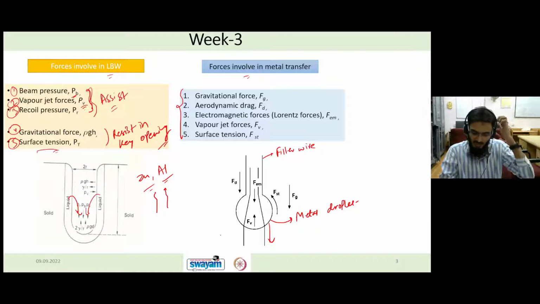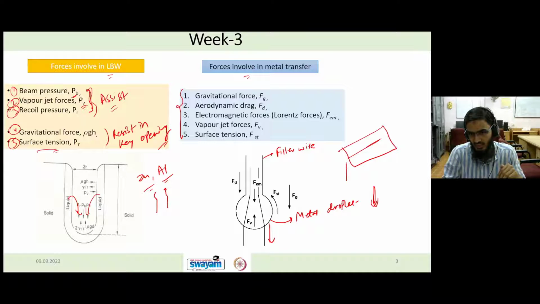So it depends on the welding position, whether it's downhand or uphand. Gravity will be acting in this direction, right? But let's say you want to join this plate from the bottom side, from here you want to do the welding. In that case, gravity is acting downward, and you want to transfer the metal from below to the top one. So gravity will resist. So that also we have to check. We should not say that gravity will always assist. So this was about gravity. Now coming to the surface tension.